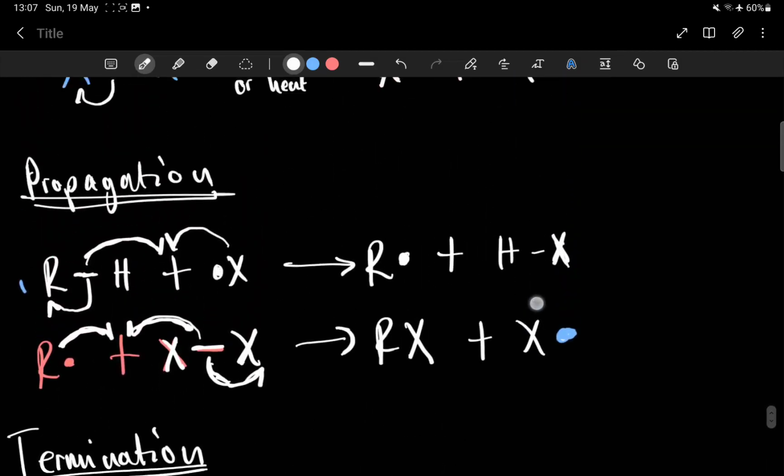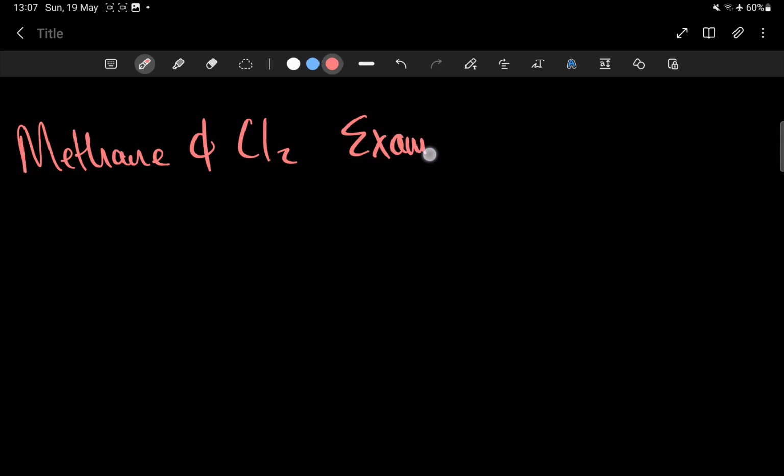That's how simple this thing is, okay? Now let's do an example because they could say use methane. So we do the methane example, okay? Methane and CO2 example. Let's do an example of this reaction using methane and CO2.